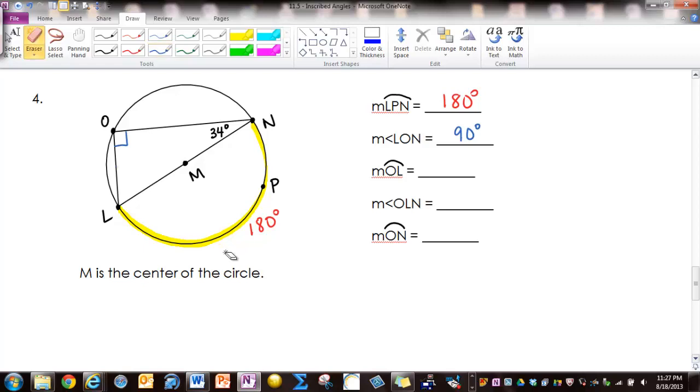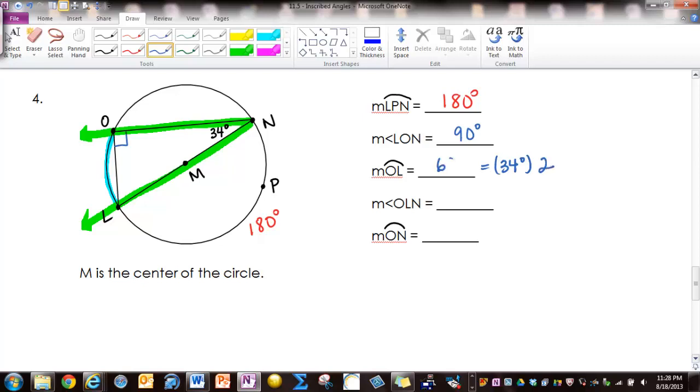Next, I'm asked to find the measure of arc OL. Now, arc OL is right here, traced in light blue. And if we notice here, it is the intercepted arc for angle ONL, being traced now in green. So since that blue arc is the intercepted arc for an inscribed angle, its measure is that inscribed angle's measure multiplied by 2. So that gives us 34 times 2, or 68 degrees.